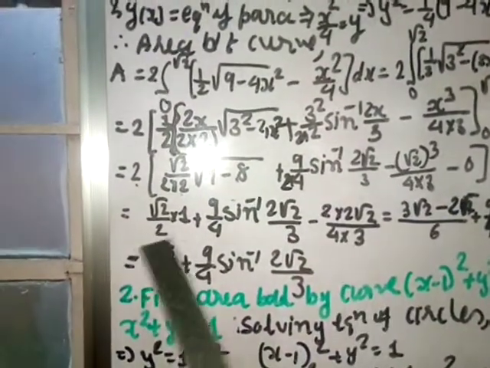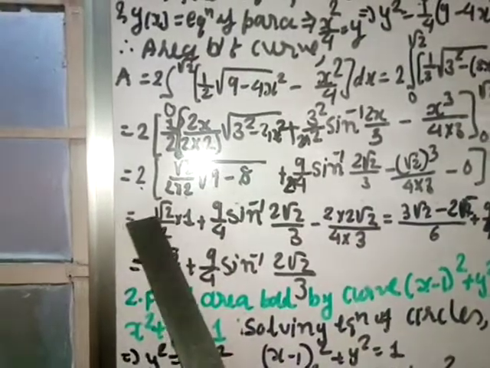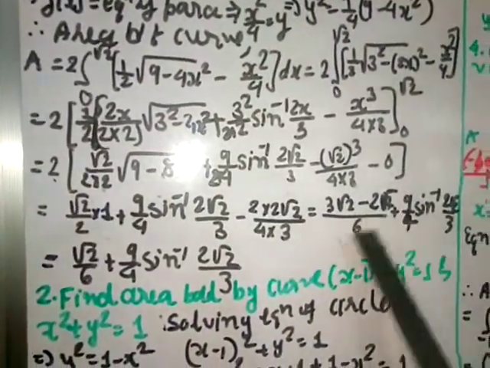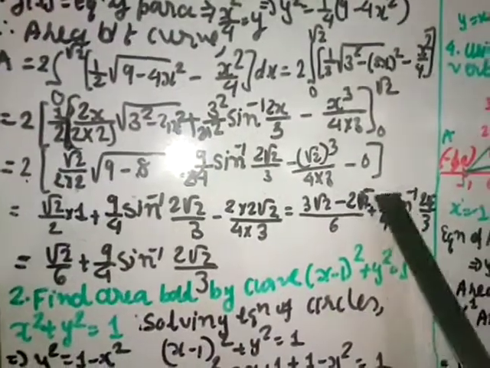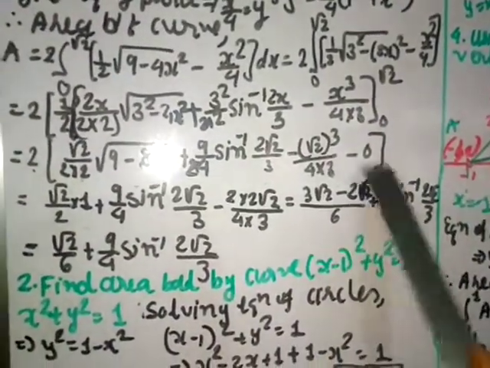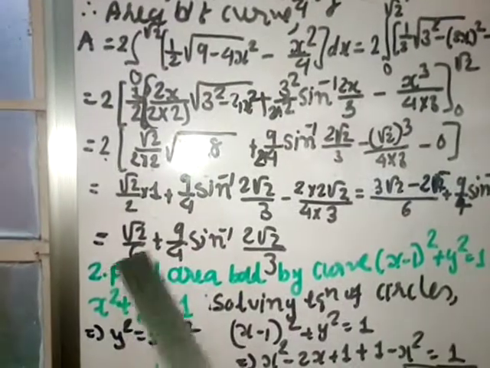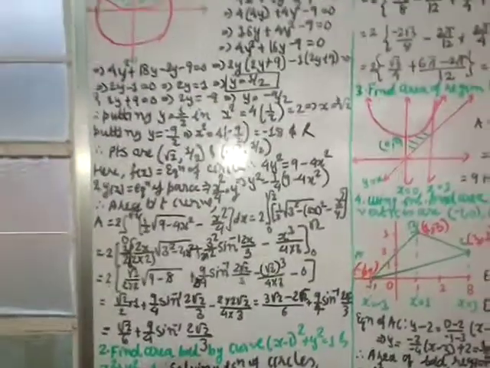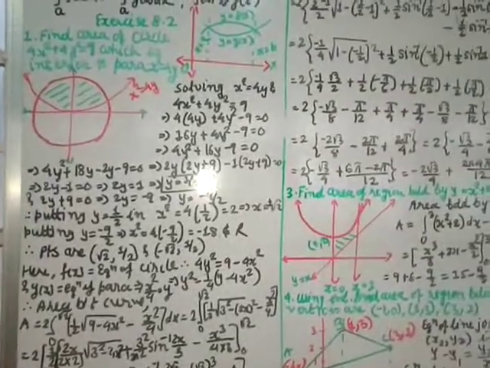So I am taking the LCM for these two, which is 6. So I multiply here by 3 and here by 2. So here 3 root 2 minus 2 root 2 by 6, and this I am writing as it is, plus 9 by 4 sine inverse 2 root 2 by 3. This gives you root 2 by 6 plus 9 by 4 sine inverse 2 root 2 by 3. So that is the answer for question number 1.